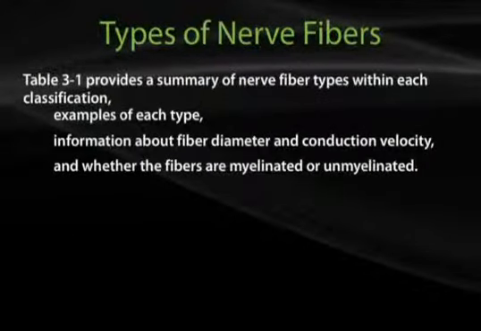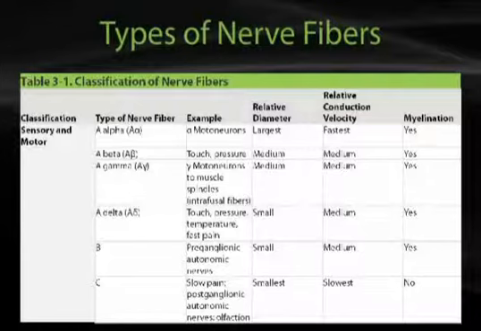Table 3-1 provides a summary of nerve fiber types within each classification, examples of each type, information about fiber diameter and conduction velocity, and whether or not the fibers are myelinated or unmyelinated. This is Table 3-1, which demonstrates classification of the nerve fibers.